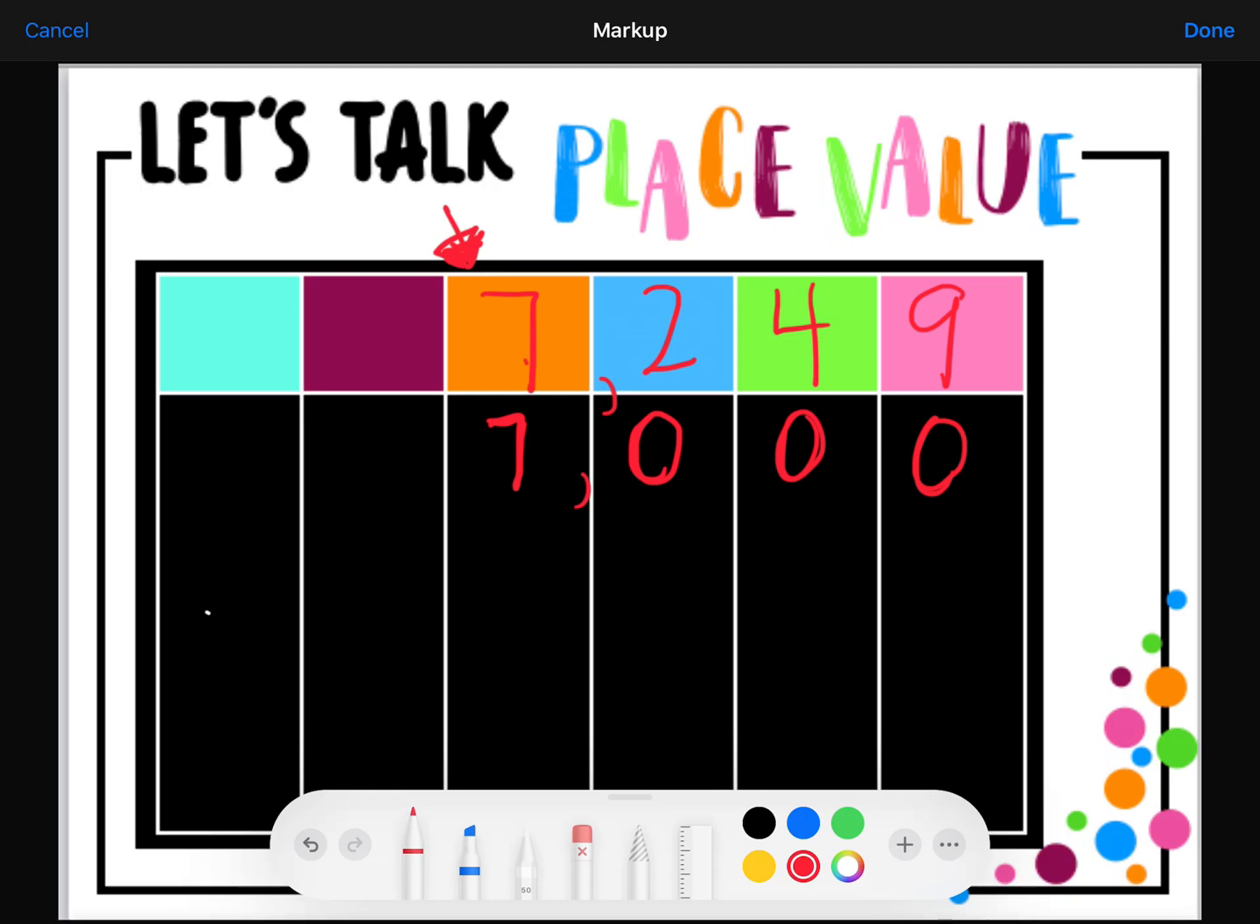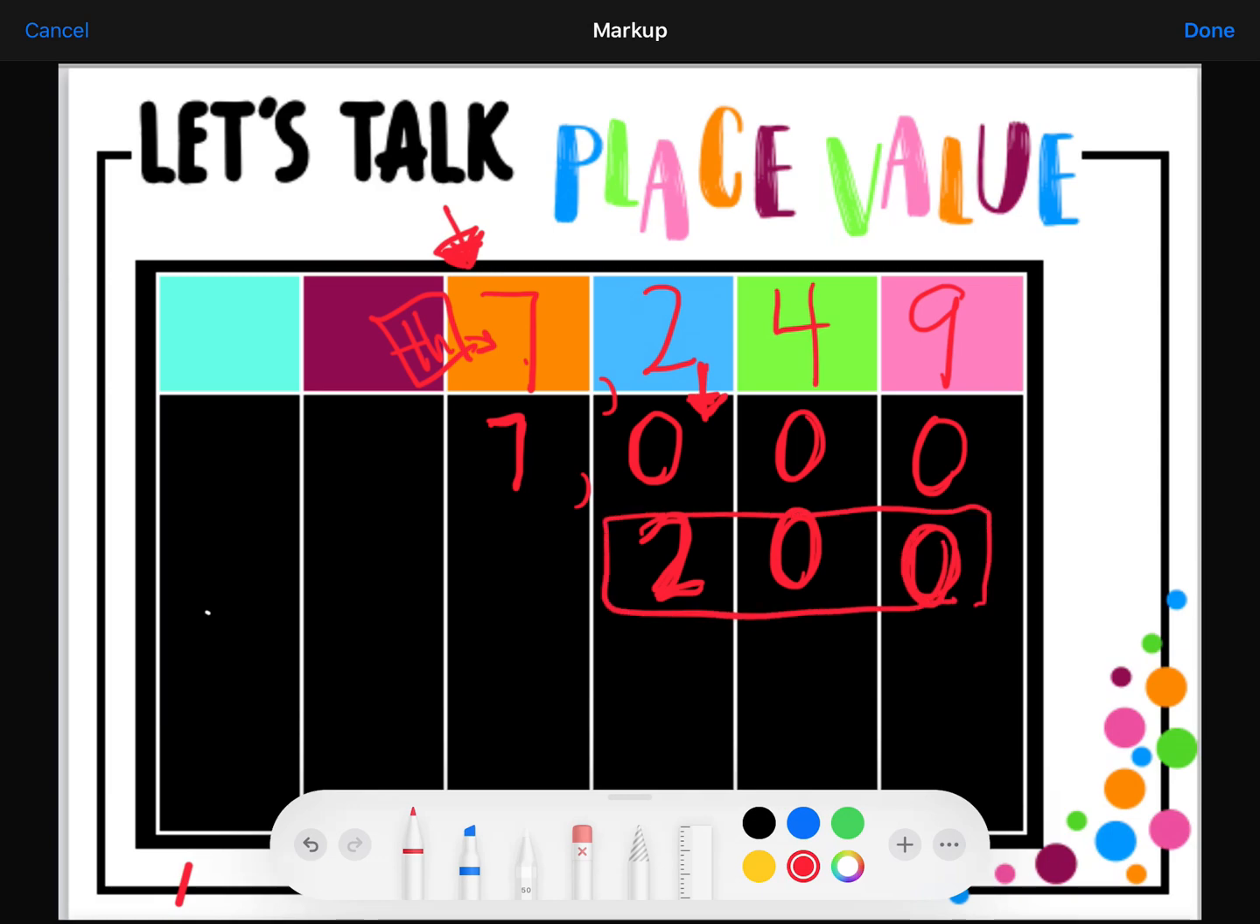So this 7 is worth 7 thousand because it's in the thousands house. Okay, so I would count by thousands. 1,000, 2,000, 3,000, 4,000, 5,000, 6,000, 7,000. So that one's worth 7,000. This 2, I'm just going to shake it down. It's going to come right here. And this 2 is in the hundreds place, so I fill in the zeros, and that 2 is worth 200.